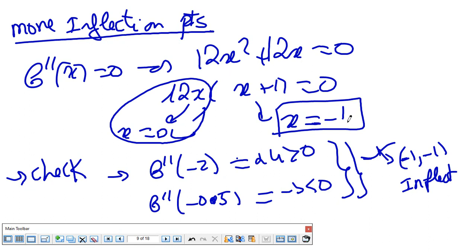Now I want to check, is it really an inflection point or not? I will do f double prime of a point before minus 1, so it's minus 2, it gives me positive. So it's going to be concave up first, and then I find that f double prime of minus 0.5 gives me negative. It means it's concave down, so this is an inflection point. So I repeat again this idea.